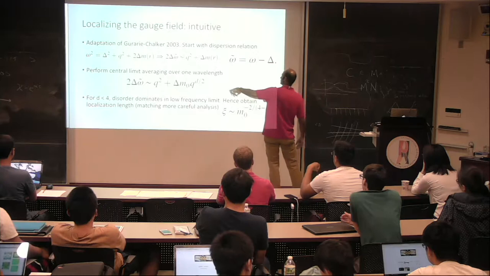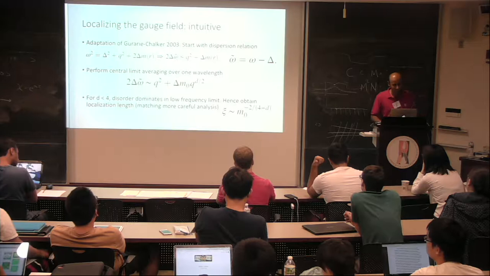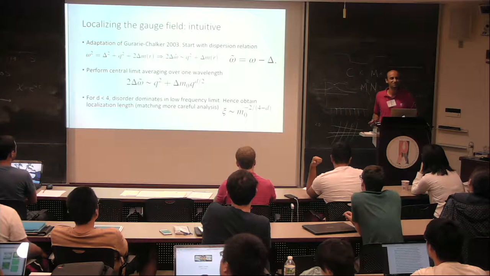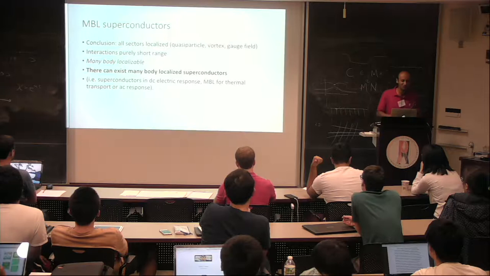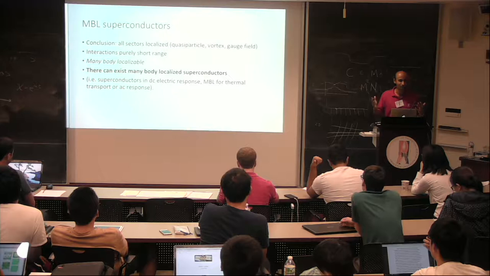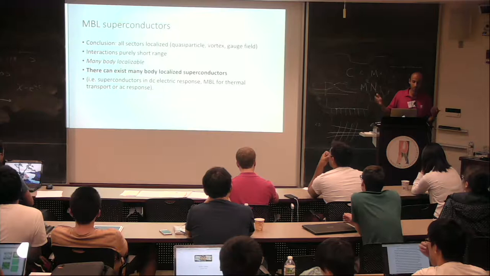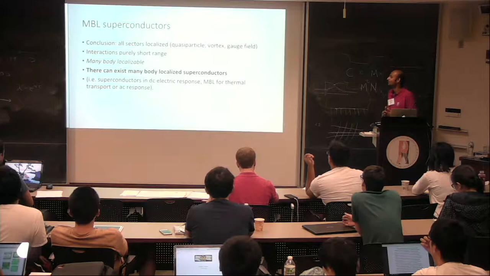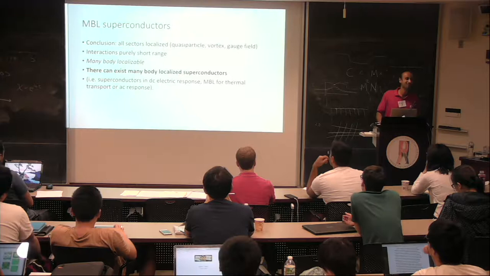it's finite, well-behaved. As D goes to 4, things break down, but I don't have to apologize for not talking about systems in dimensions 4 and higher. This is a condensed matter summer school. Okay, so the conclusion is that for QED 2+1 at finite density, fermions in 2 dimensions with log R interactions, all sectors can be localized: quasiparticle, vortex, gauge field. The interactions are purely short range, and this system is therefore many-body localizable, so there should exist such things as two-dimensional superconductors. But of course, real physical superconductors don't exist in 2 dimensions, they exist in 3 dimensions.